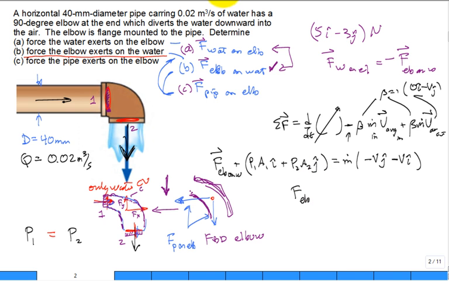First of all, these two pressures are the same and their gauge pressure is 0, and so they go away. It's atmospheric pressure everywhere. On the walls of the pipe, there's atmospheric pressure. Okay, so the force of the elbow is just equal to minus m dot V times (1I plus 1J). So we can say, what is the mass flow rate, m dot? That's going to be the density times the volumetric flow rate. And so it's going to be 1,000 times 0.02. It'll be 20 kilograms per second.